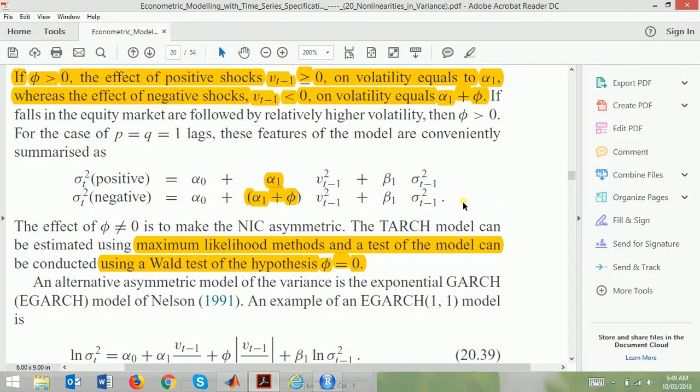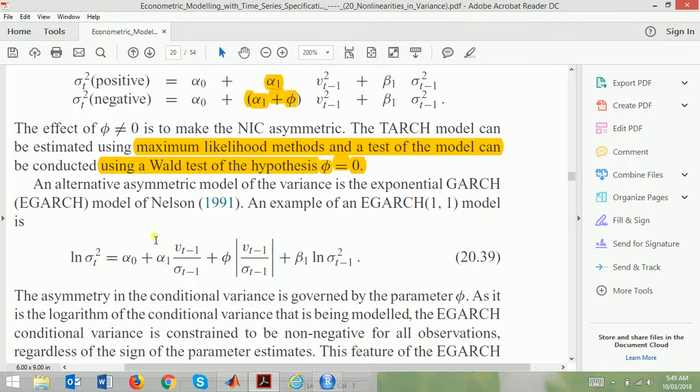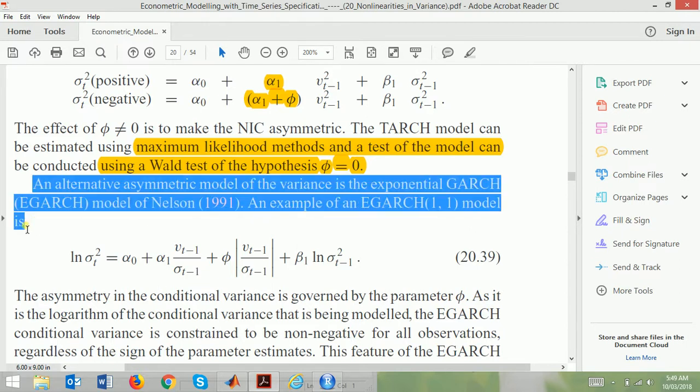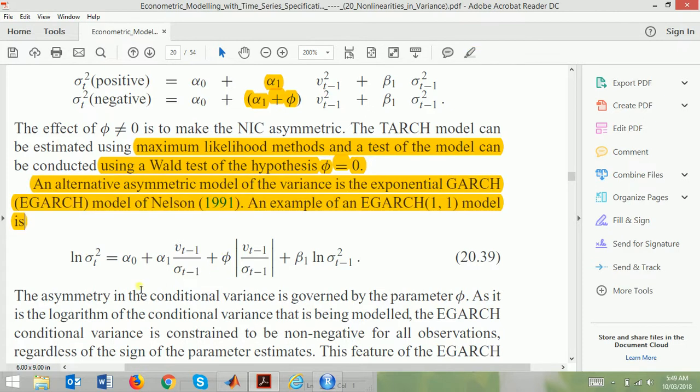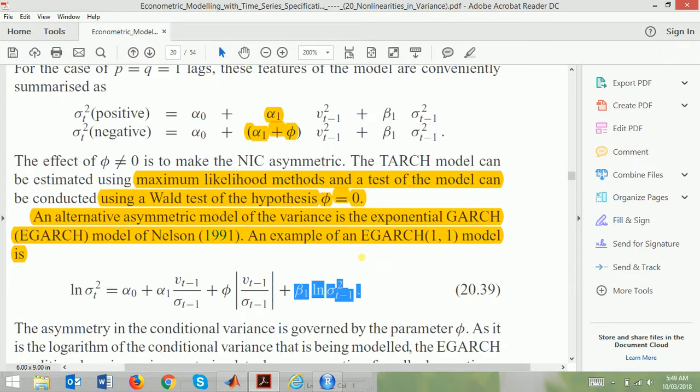An alternative asymmetric model of the variance is the exponential GARCH model of Nelson. An example of the exponential GARCH model is log of sigma square equals alpha naught plus alpha 1 Vt minus 1 divided by sigma t minus 1, plus phi Vt minus 1 over sigma t minus 1, plus beta 1 log of sigma square. So this is the GARCH parameter, I guess. Because log of sigma square is there, we have lagged sigma in both cases.